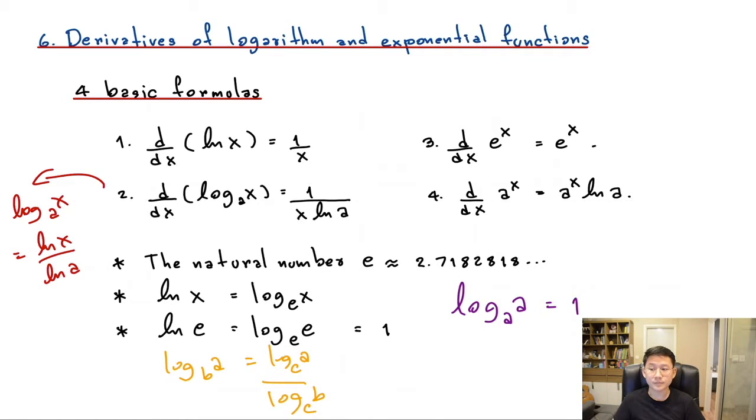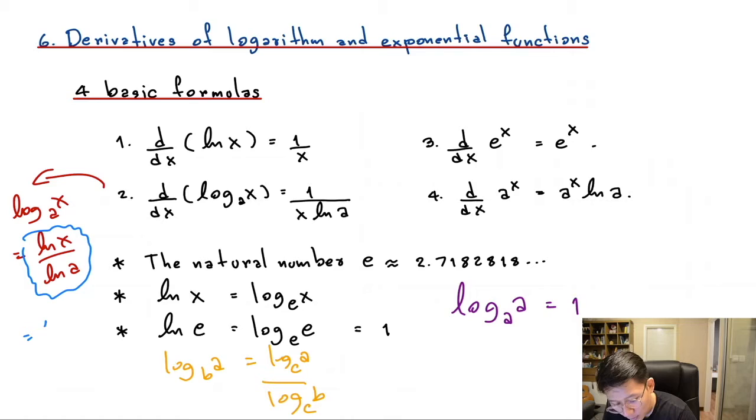Cool. So in that case, if you find the derivative of this guy, log a is a constant, right? A is a number and log a is a constant. So I pull 1 over log a out, and the derivative of log x is 1 over x. That's why here it is 1 over x log a.